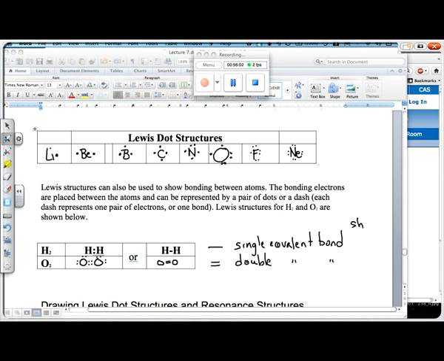Sharing 2 with a single, sharing 4 with a double, and then a triple is sharing 6. And we really don't go any higher than that. There are very few elements that do the double or triple bonding at all.